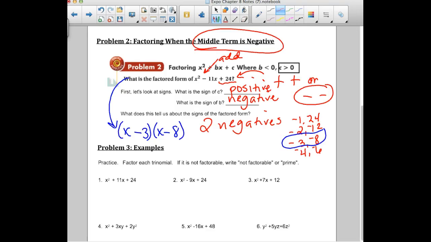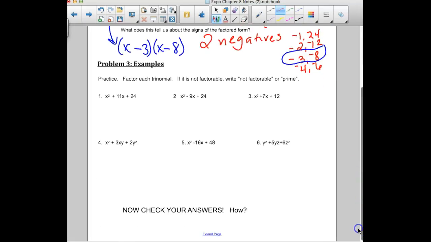All right, so let's go back and try a few more examples here. It says factor each trinomial. If it is not factorable, write not factorable, or you can write the term prime, means the same thing. All right, so our first one, x squared plus 11x plus 24. We've done this one in our notes already.